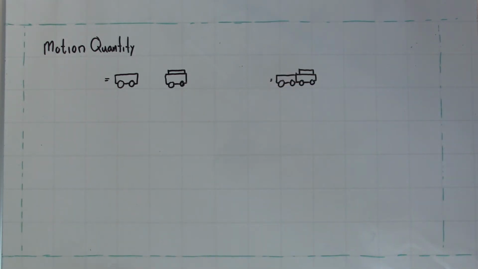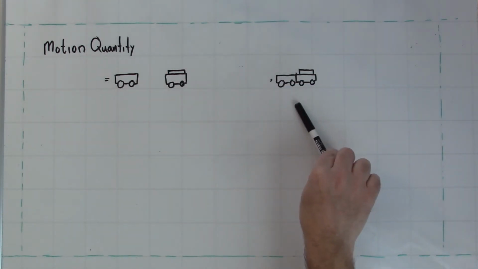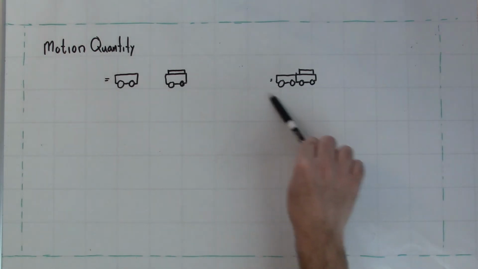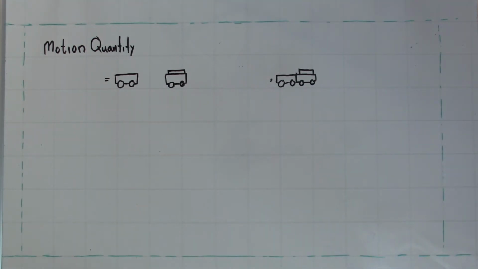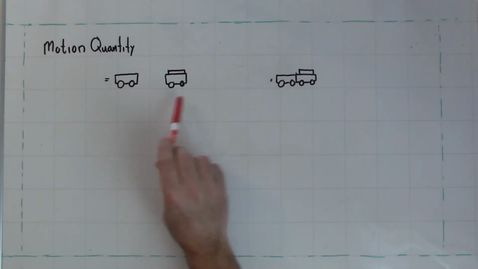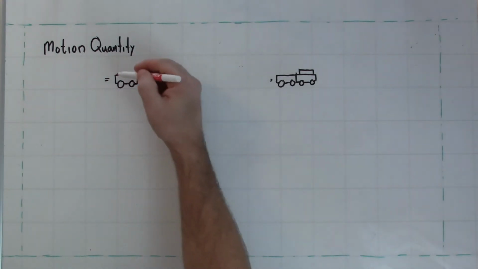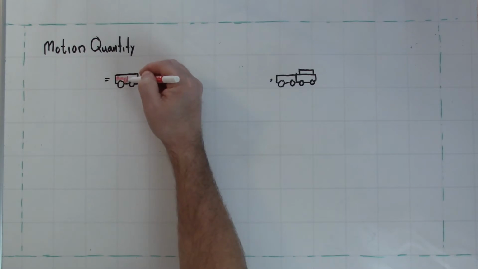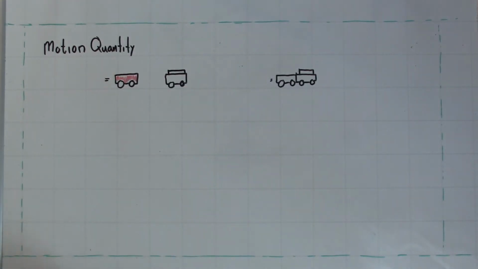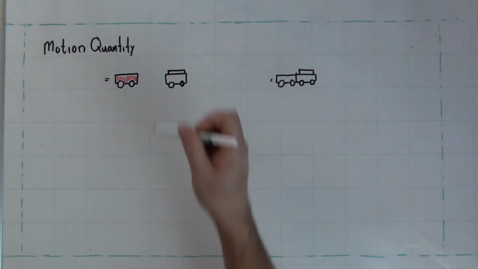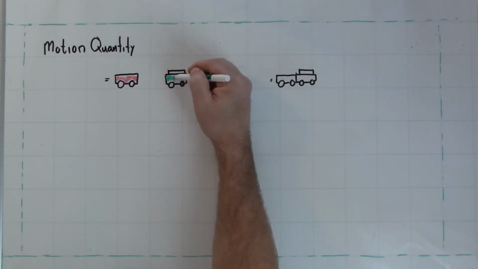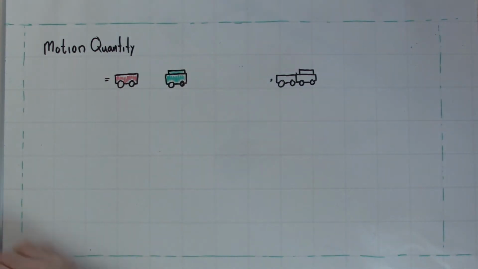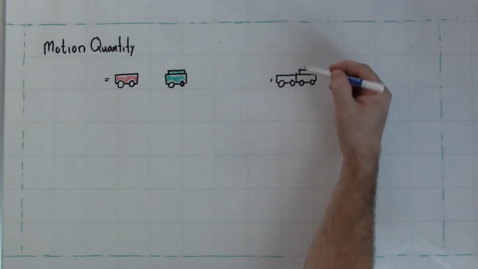And the inherent question here is, how does the total energy here compare to the total energy here? And how does the total motion quantity here compare to the total motion quantity there? So let's put some colors on these bad boys. So we're going to say that they're two individual objects to start, and then they're one combined object after. So we'll make this one red. Make this one green. And we'll say that this whole thing is blue.